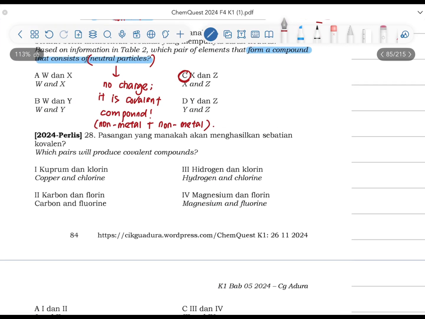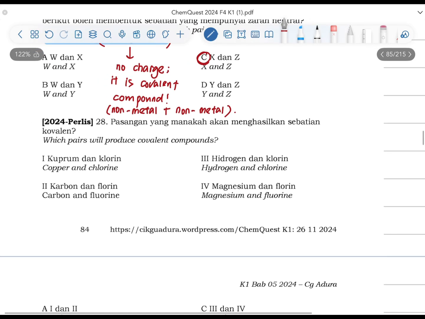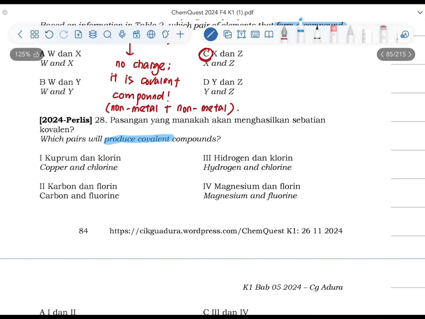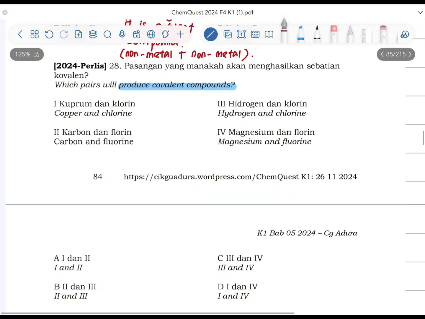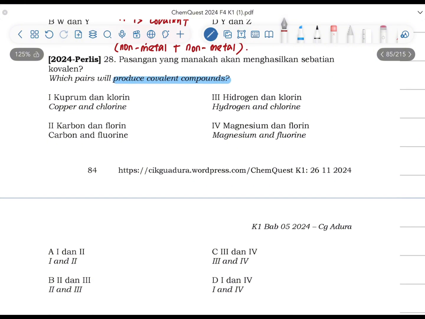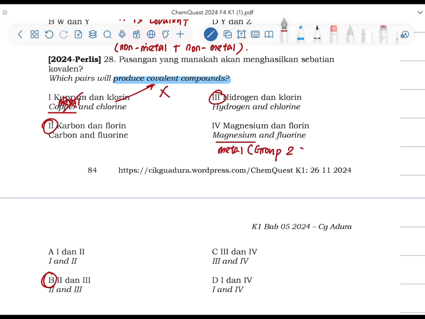Okay, next, we are going to identify which pair will produce the covalent compound. I won't repeat the concept that I highlighted in the previous question, so let's go through it fast. Copper is a metal. Metal will not be involved in the formation of a covalent compound. So our answer will be 2 and 3, which is B. Magnesium is also another metal, which is located in group 2.